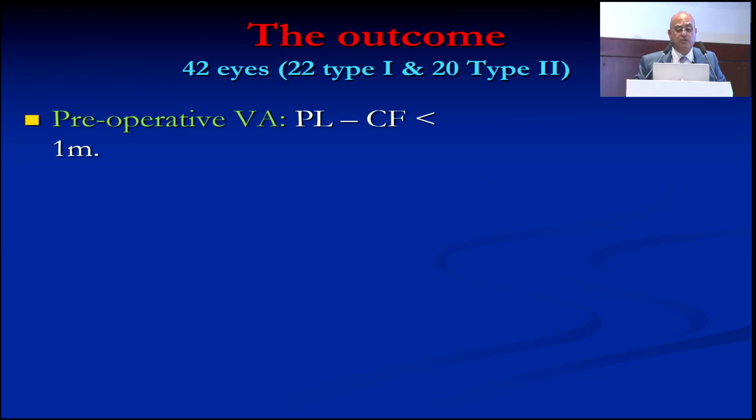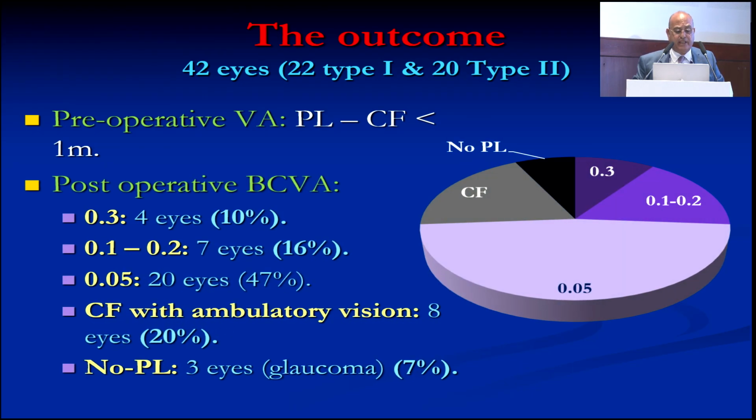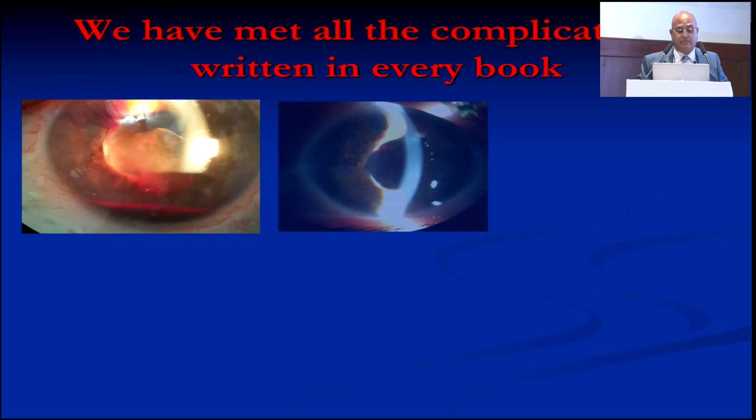Now, what are the results? The preoperative vision was only perception of light to counting fingers, maximally 1 meter. Postoperatively, most of the cases could see 360. Some patients could see better, but not that much.